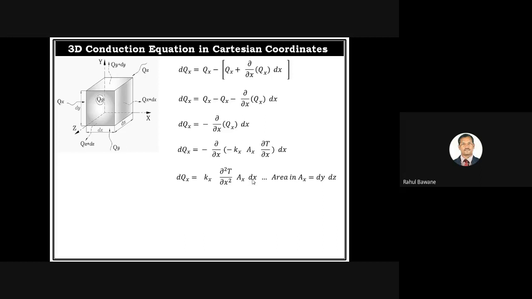area into dx. Now area is dy dz. So put the value of area. So it becomes kx del square T upon del x square, in bracket dx dy dz, and this bracket forms the volume of the element. So in any direction the volume remains the same. So this is our total heat accumulated when heat is considered only in the direction of x. So this is our final form: dqx is equal to kx volume del square T upon del x square.